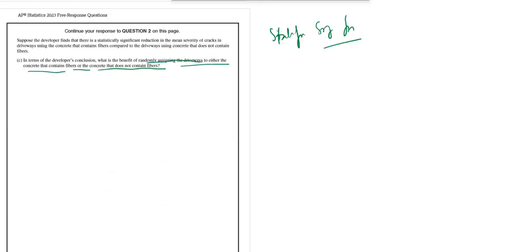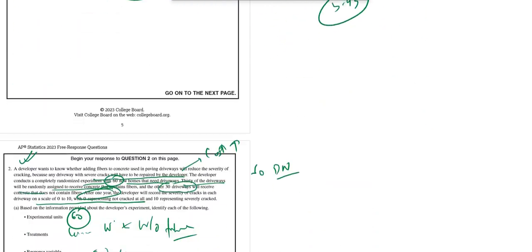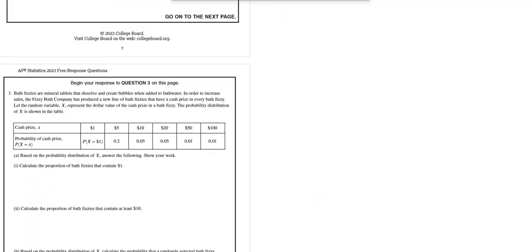Hello dear students, today we are solving the AB statistics question paper, and I will be solving question number 3 today. Bath fizzies are mineral tablets that dissolve and create bubbles when added to bath water.